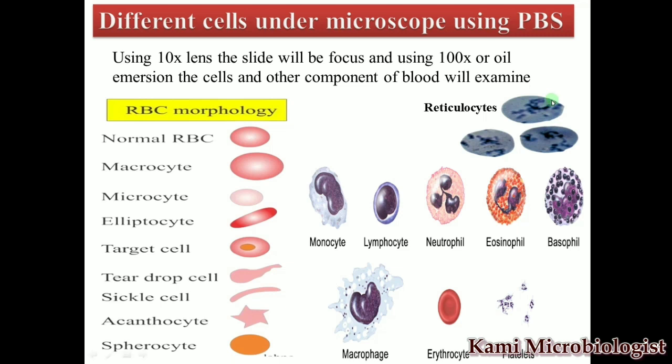Now these cells, reticulocytes, mostly contain a thread-like structure inside the cell. These are the reticulocytes. If you find the thread-like structure, it is called a reticulocyte.